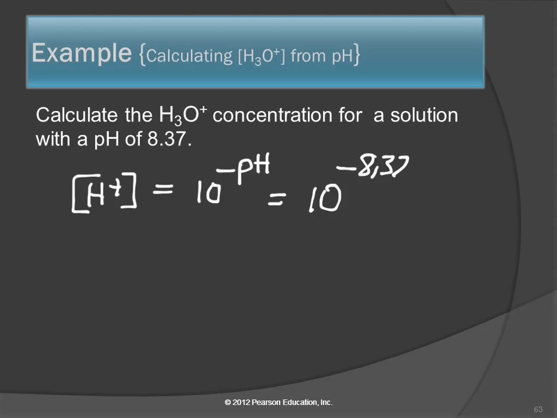On my calculator, TI-30XA, 8.37, change the sign to make it a negative number, then press the 10 to the X button. And what it shows me is a little deceptive. 1, 2, 3, 4, 5, 6, 7, 8, 9. But if I tell it to put that into scientific notation, it shows me this.